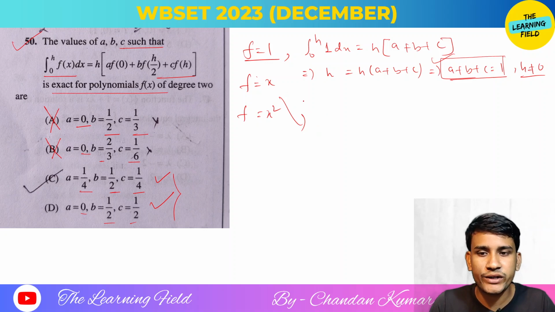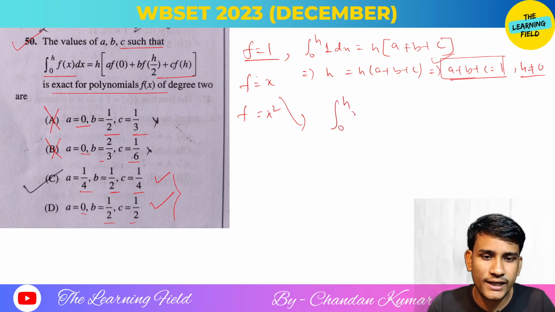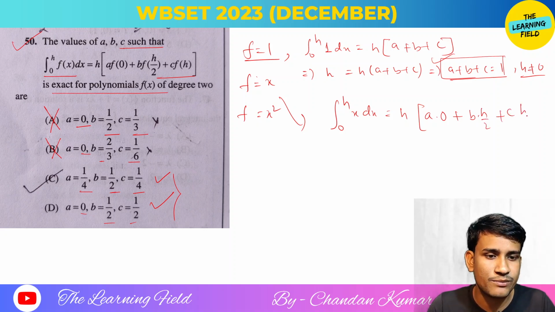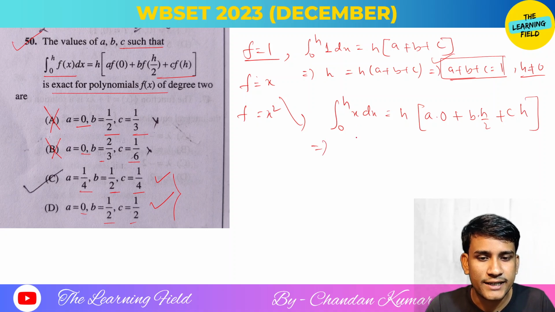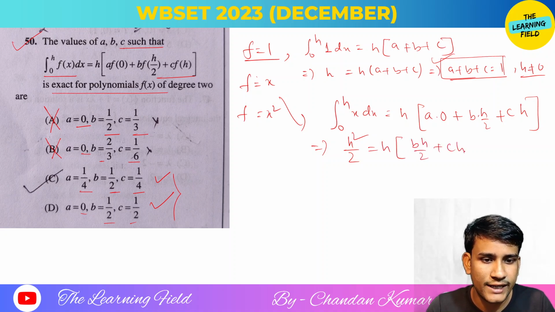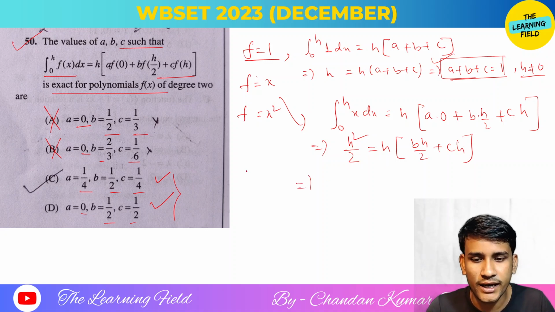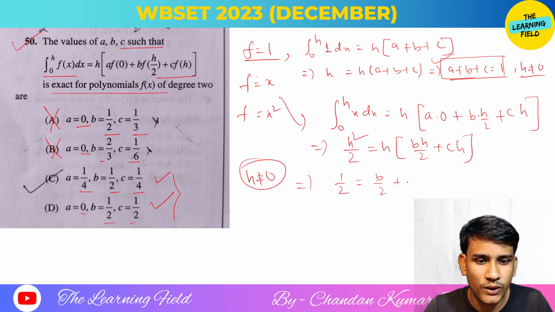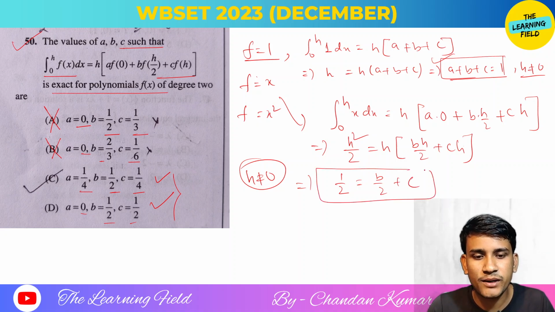Now if we put f equal to x, the integral from 0 to h of x dx is equal to h into a times f(0), which is 0, plus b times f(h/2), which is h/2 because f(x) equals x, and then c times f(h), which is h. This is x square by 2, and if we put the limits, this gives h square by 2 equal to h into (bh/2 plus ch). Now h cancels, and since h is not equal to 0, half is equal to b/2 plus c. So c plus b/2 equals half.